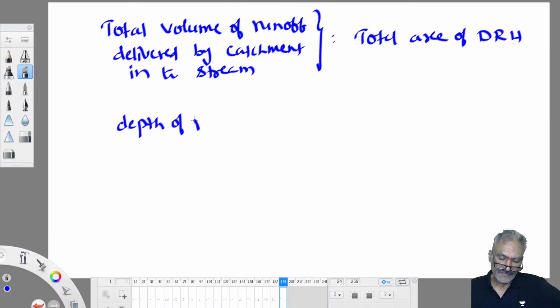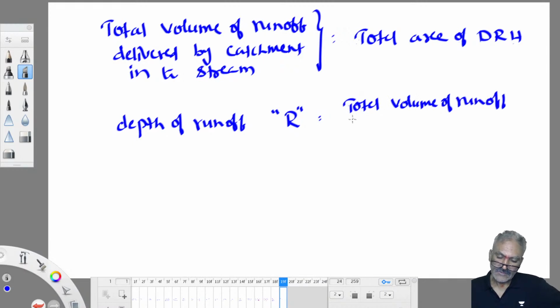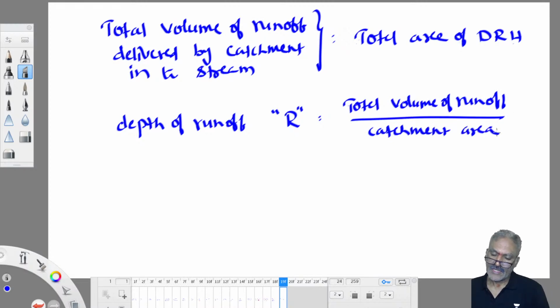Runoff is expressed in terms of depth only. Whenever we talk about runoff, by default it is direct runoff only. Depth of runoff R is equal to the total volume of runoff delivered from the catchment divided by catchment area. So we are collecting all this runoff from a catchment of certain area. Total volume of runoff divided by catchment area will give depth of runoff. That's how we can estimate the runoff component from a catchment.